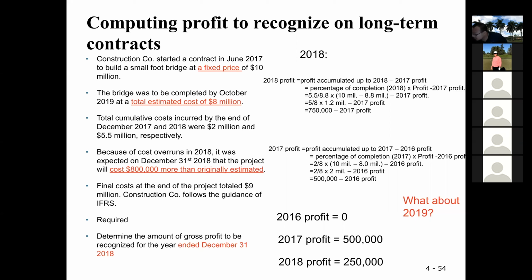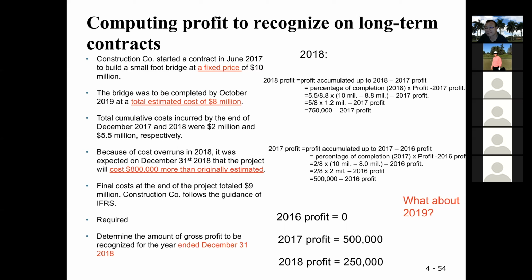Sorry, why do you have to go 10 million minus the 8.8 million or the minus the 8 million? Yeah, we are talking about the profit, right? We are talking about the gross profit. That's revenue minus cost. Revenue minus cost of sales.